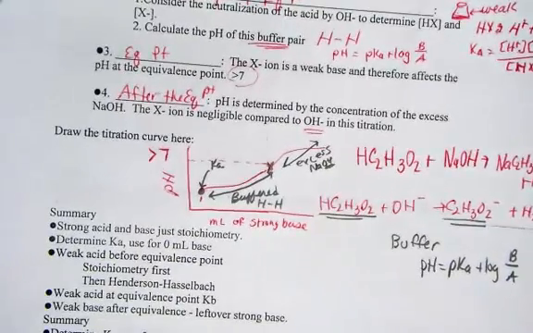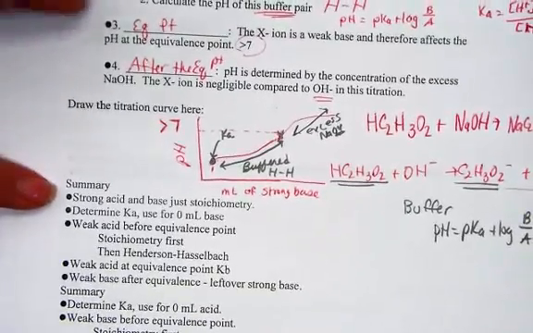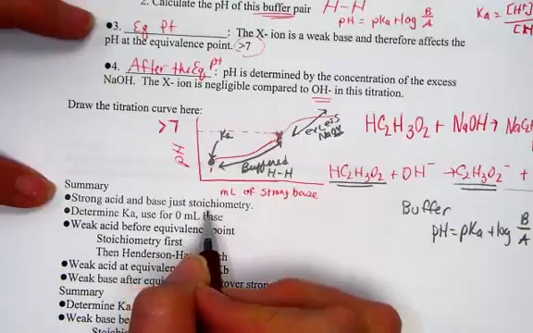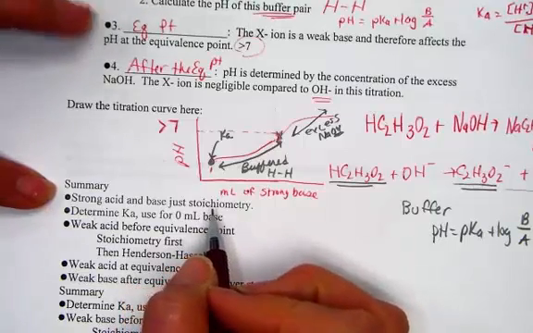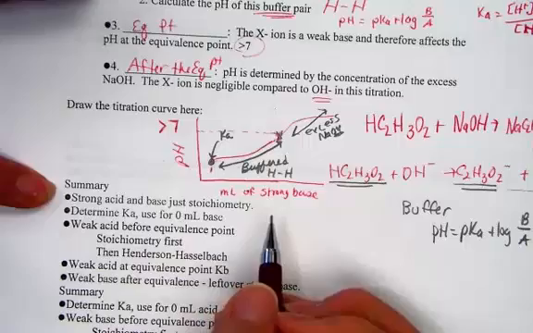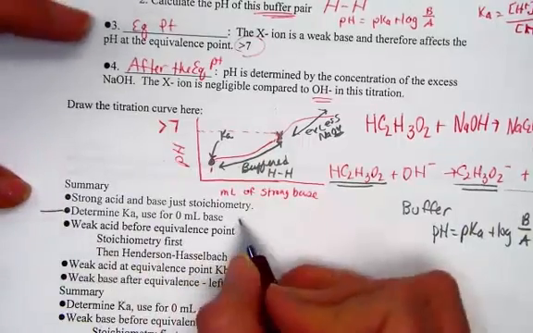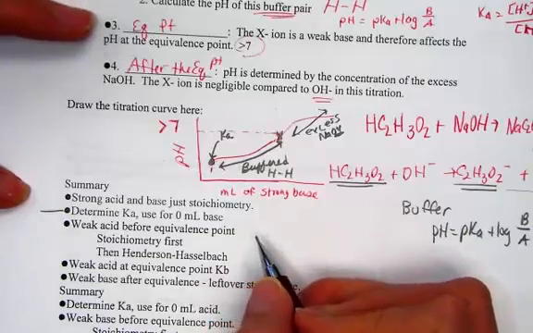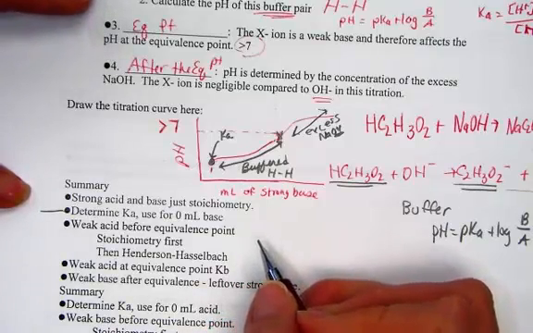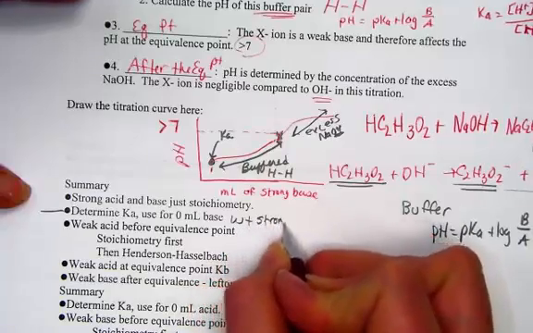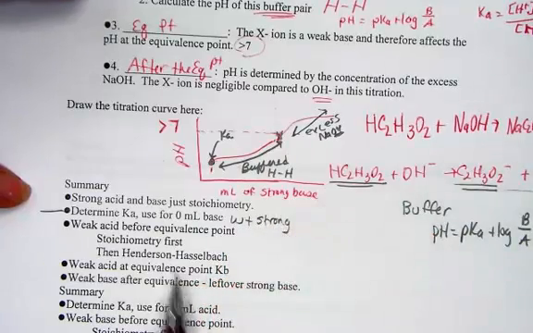So to summarize what we have mentioned, strong acid and strong base is simply stoichiometry. The excess reagent determines the pH. If we have no limiting or excess, pH is equal directly to 7. However, if we have any other type, strong acid, weak base, or weak acid, strong base, weak plus strong, we have to consider first the stoichiometry, then a Henderson-Hasselbalch.